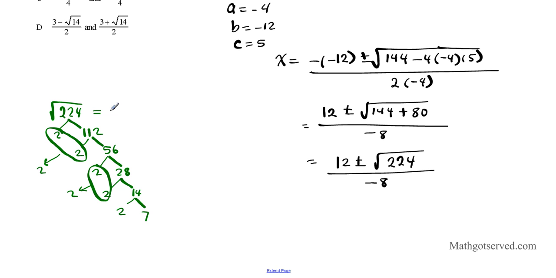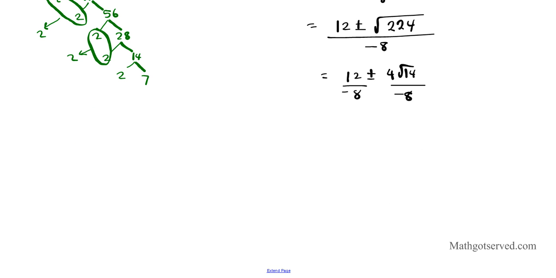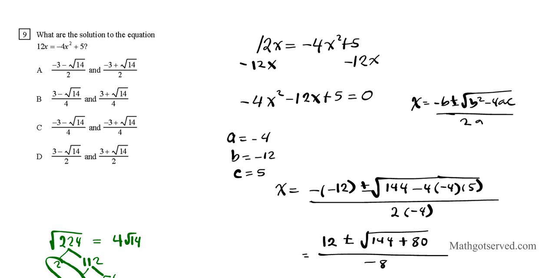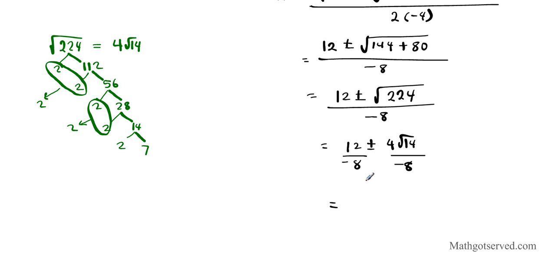So the square root of 224 becomes 2 times 2, which is 4, root 14. So this problem becomes 12 plus or minus 4 root 14 over negative 8. Okay, let's put it back together. So we can write it as 12 plus or minus 4 root 14 over negative 8.